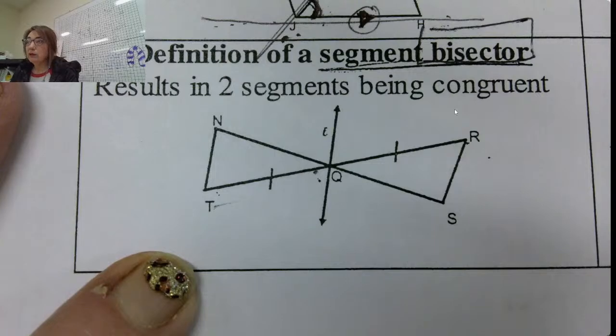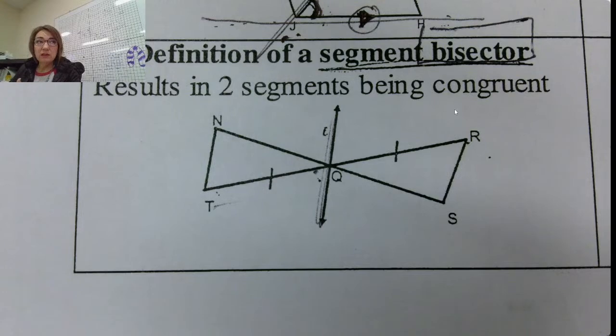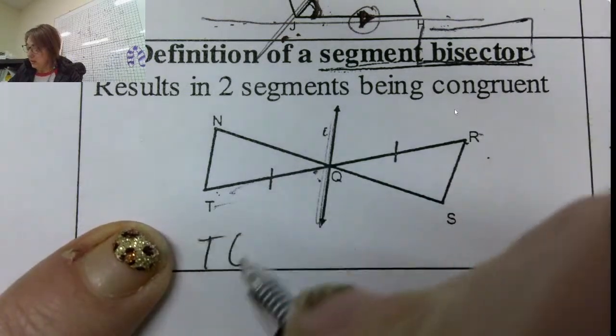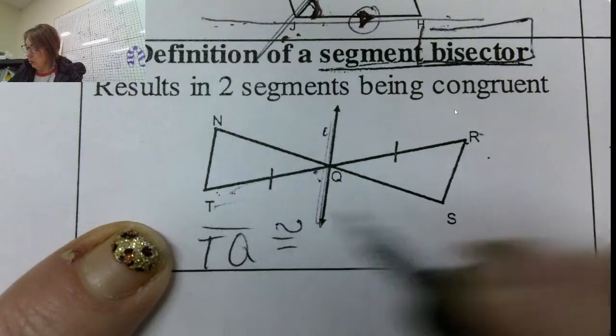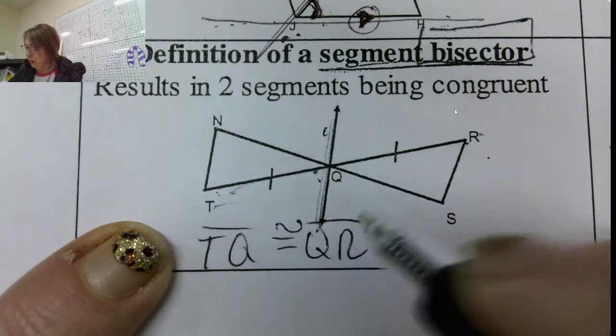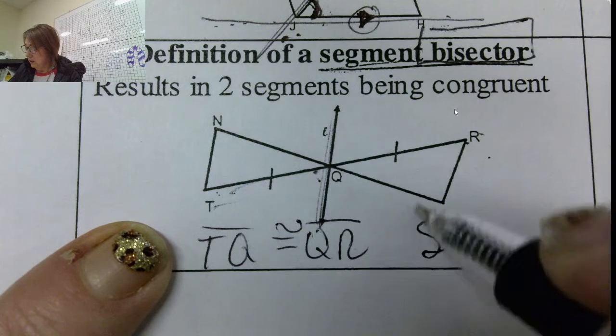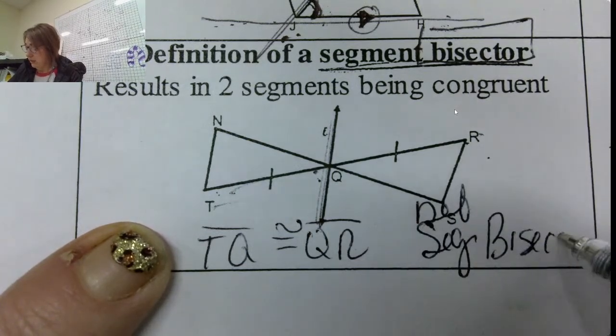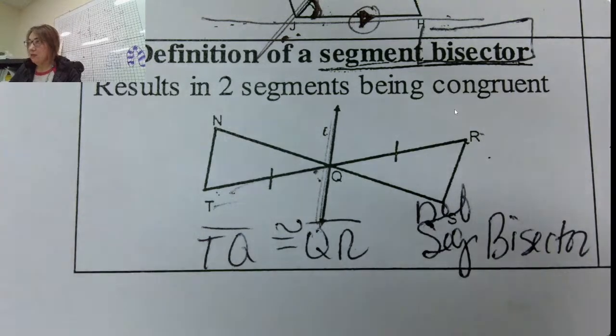They're congruent because a bisector cuts it into two equal parts. So if that's bisecting those, then we could say that TQ is congruent to QR because of the definition of a segment bisector. A segment bisector cuts something in half into two equal parts. See how it works? Okay.